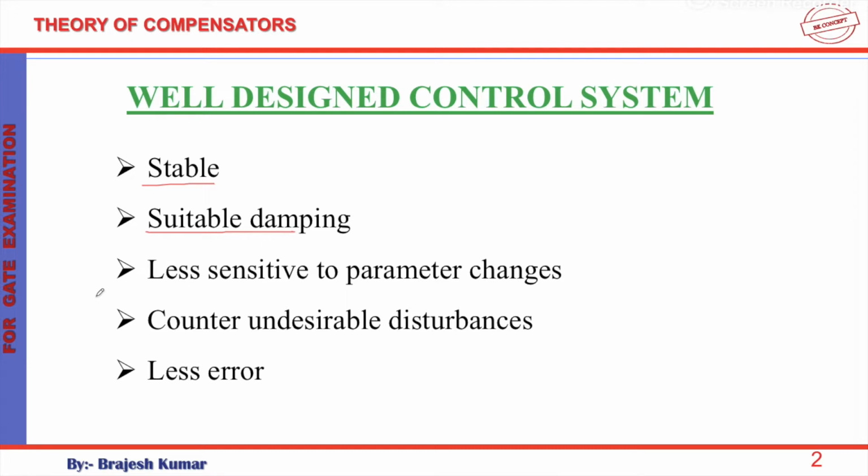It should be less sensitive to system parameter changes. We know that due to wear and tear, the parameters of the system change in due course of time. If a particular system consists of some electrical parameters, it may be resistance, inductor or capacitor. Due to wear and tear or some environmental effect like temperature, the system parameters may change. So the desired ideal system should be less sensitive to parameter changes. It should be able to reduce the effect of undesirable disturbances. It should have as little error as possible. So these are certain desirable requirements for the ideal system.